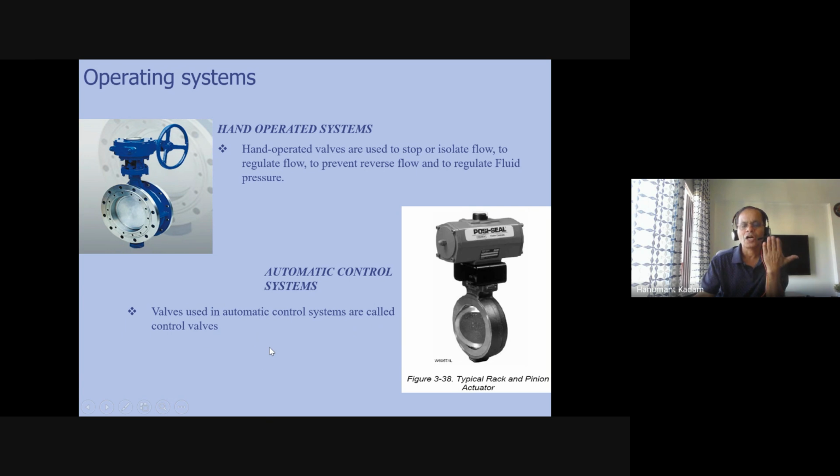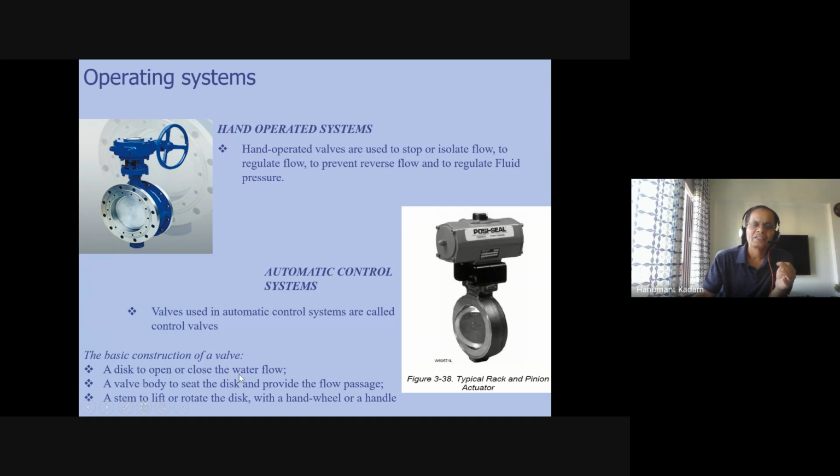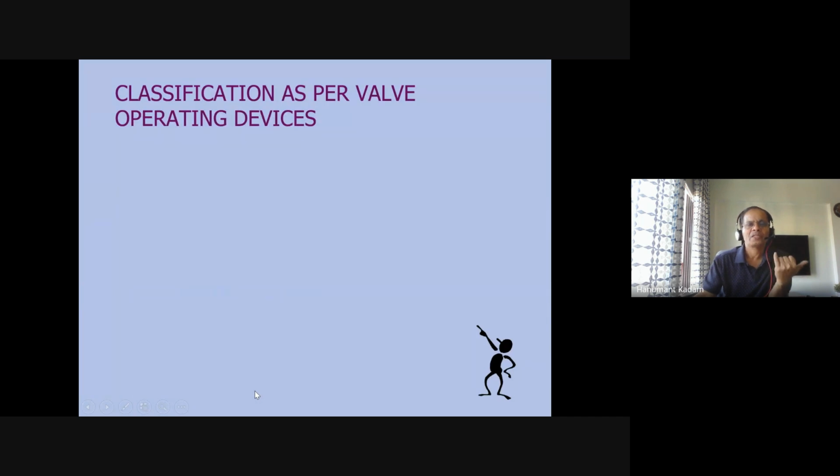Valves used in automatic control and automation systems are called control valves. As I told you, the basic construction of a valve: the disc opens or closes the water flow, from the valve body to the seat, that I have shown. I will show you in detail on another slide. Classification as per valve operating device.